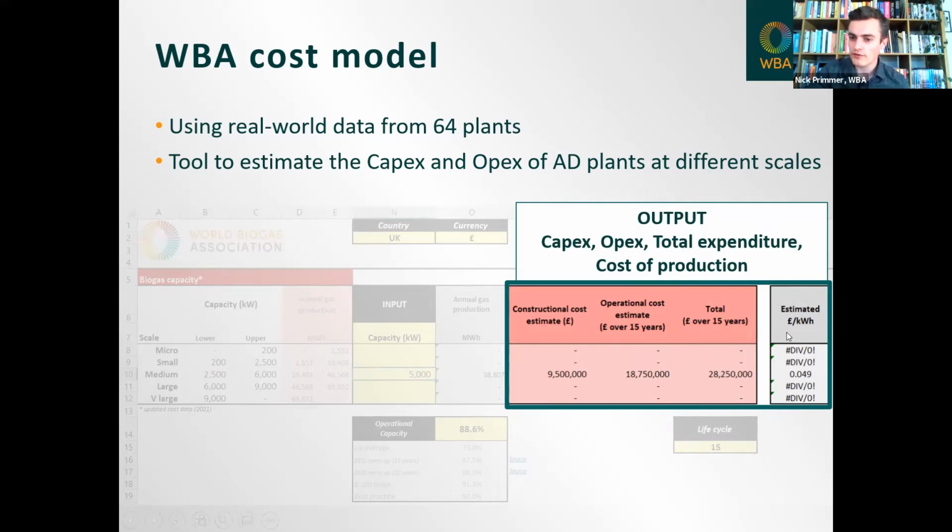And then here as well, we've also got an estimated cost of production. So how much are you spending per kilowatt hour of energy produced? Again, that can help provide an estimate for the level of support, or the energy price market required, to support the development of the plant.